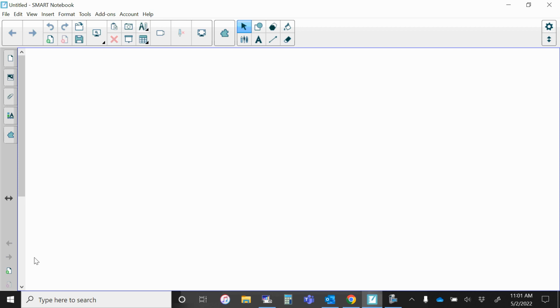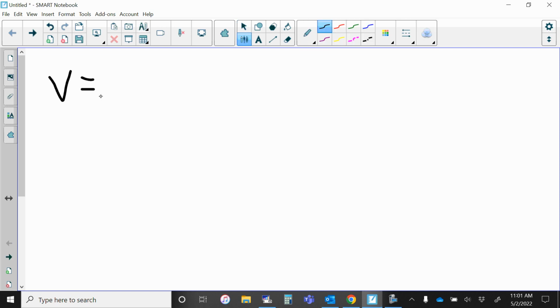Right, so we're going to do volumes of spheres, and here is the formula we are going to use. There is a proof, and I can show you where they came up with this formula, but I'd rather just go ahead and get to it.